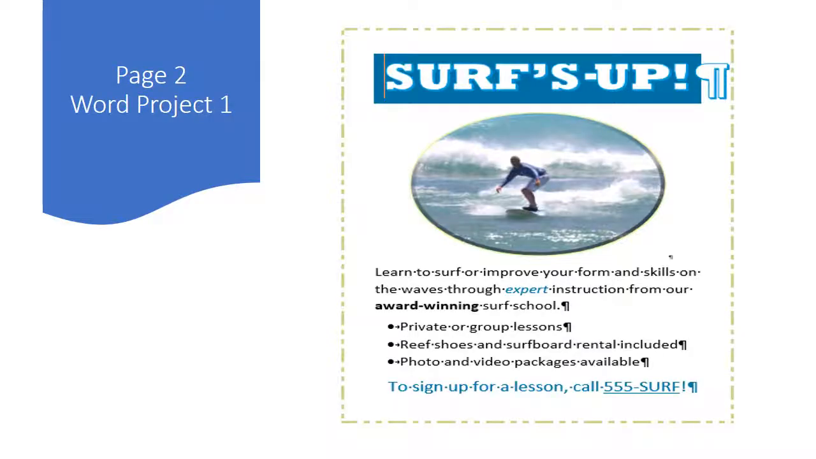Page 2, this is the Surf's Up flyer. Yours should look very similar to this. Again, some of the key things I'm going to be looking for are the paragraph marks, showing me where your paragraph returns are. I'm looking for the font size, I'm looking for the border, and for the second flyer I'm going to give you a lot more detail on the specific items I'm looking for in the flyer. But again, if you walk through that tool and let it take you through the steps, you shouldn't have any problems with creating this.